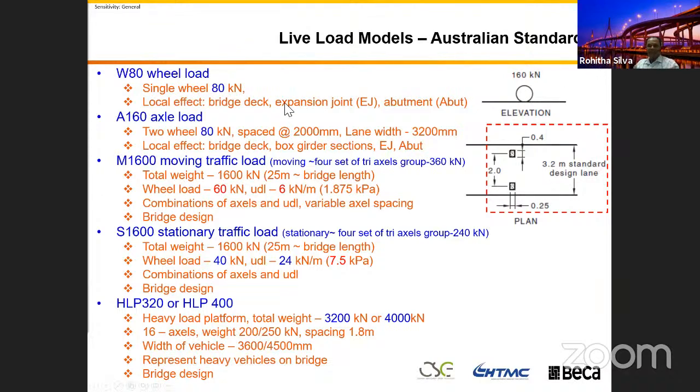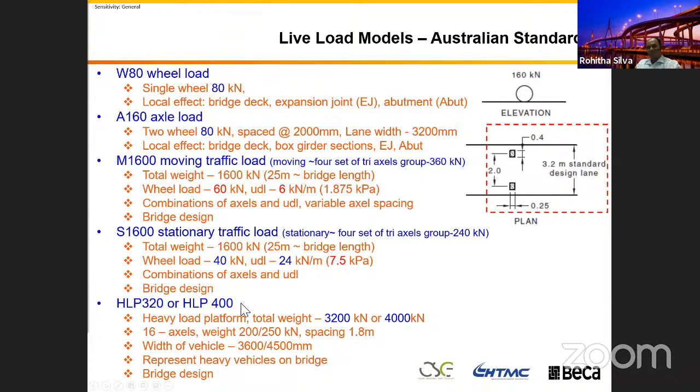If I go back to this one, you can identify that in bridge design we separate into mainly 3 load models. M1600, that's very common. S1600, which may govern in a different bridge configuration, for example sometimes when you design a continuous span bridge. And HLP loading, which we call heavy load platform. These loads we use to transport heavy vehicles, heavy machinery.